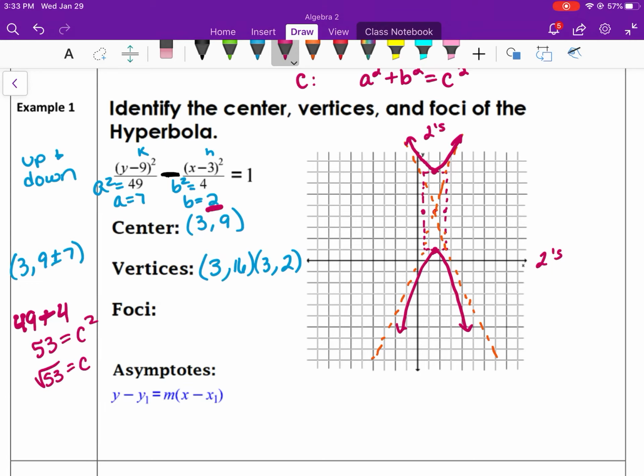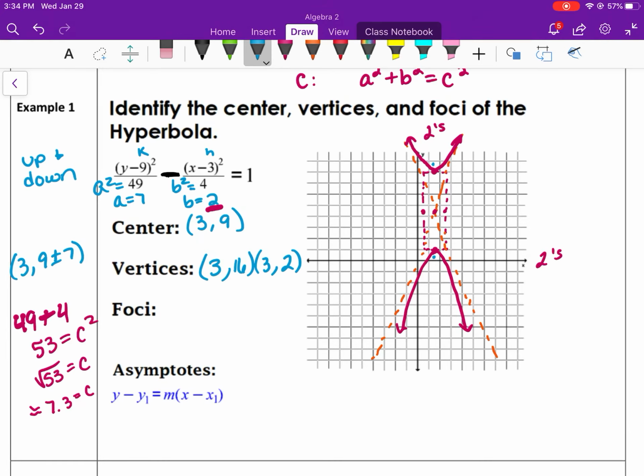I'm going to grab a calculator real quick. So I know it's going to be just above 7. The square root of 53 is approximately 7.3. So that'll help me graph it. So from the center point, which was right here at (3, 9), you're going to go in the direction of the vertices, up 7.3 and then down 7.3. So about there on my picture.